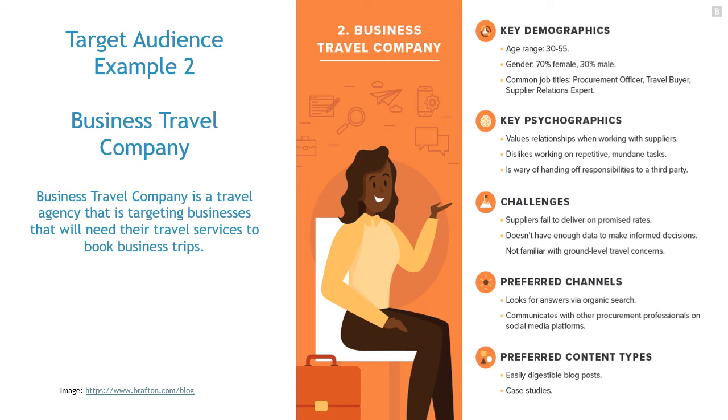Example 2 is a business travel company. Business Travel Company is a travel agency that is targeting businesses that will need their travel services to book business trips. They will have to take into account the key demographics, the key psychographics, the challenges they may face, preferred channels, and preferred content types. Please pause the video and take a moment to review each of these different areas of concern.